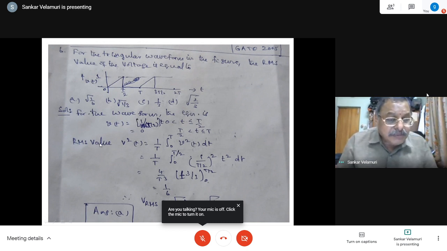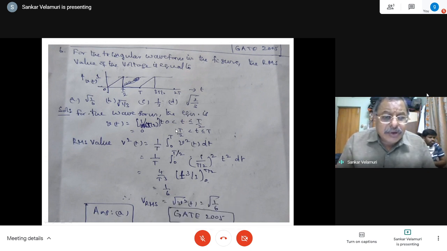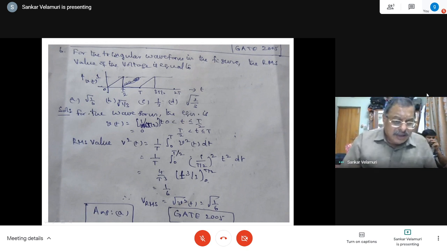Anyway, the RMS value: V squared is equal to 1 by T integral 0 to T of v squared(t) dt. Since from T by 2 to T its value is 0, it is only from 0 to T by 2, and v squared(t) is 1 by (T by 2) whole squared times t squared. That is finally the solution obtained. So 1 by T is here, and 1 by (T by 2) whole squared is 4 by T squared into 4 by T squared. Taking the integration, t squared becomes t cubed by 3, so it becomes 4 by T cubed, substituting T by 2. Some of the terms get cancelled, and its value becomes equal to 1 by 6. So V RMS is equal to the square root of 1 by 6. So the answer is A.